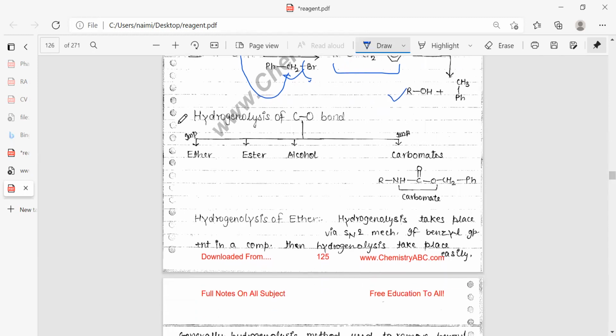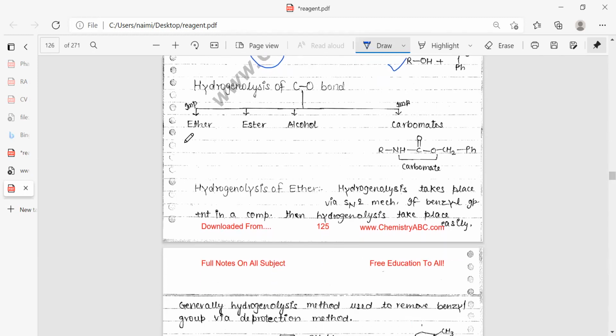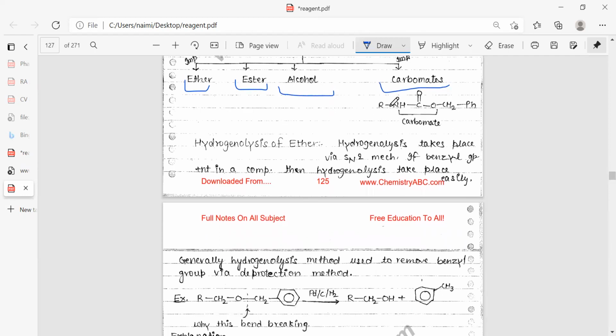Okay, next one, hydrogenolysis of C-O bond. So the C-O bond will be present in ether, ester, alcohol, and carbamates. Carbamates you must know, containing NCO. Okay, so this is a very important moiety of carbamates.